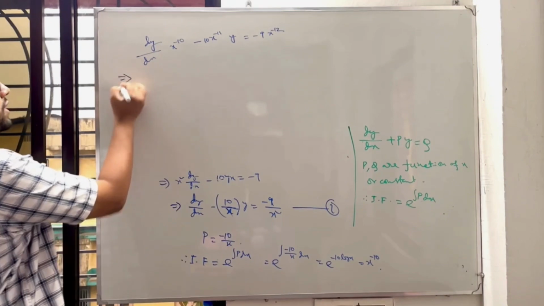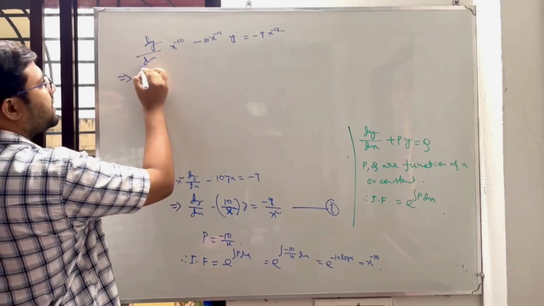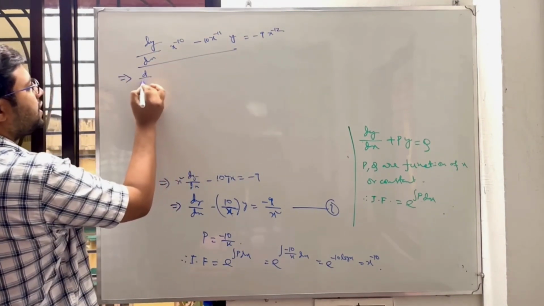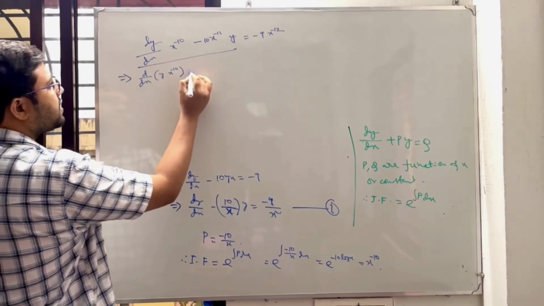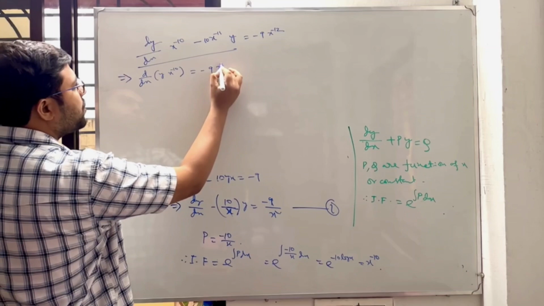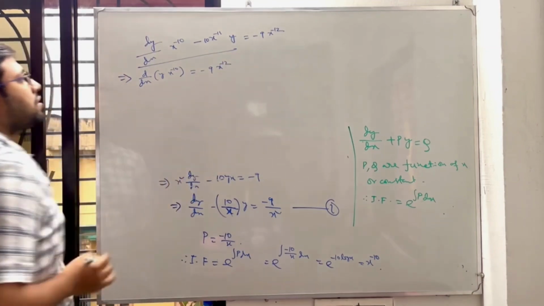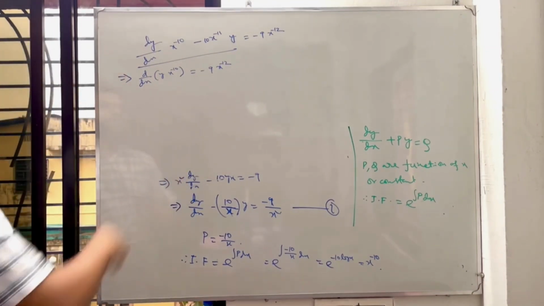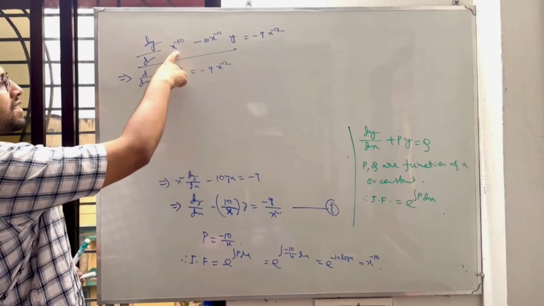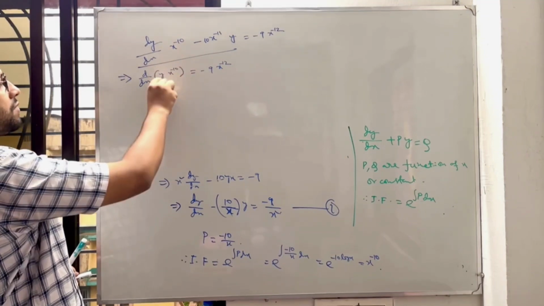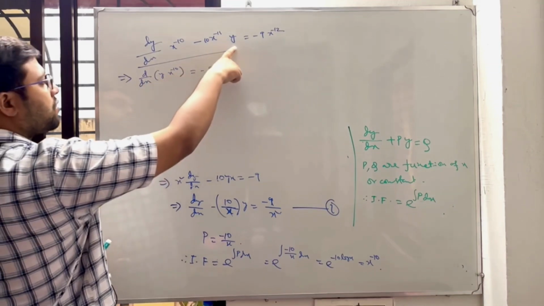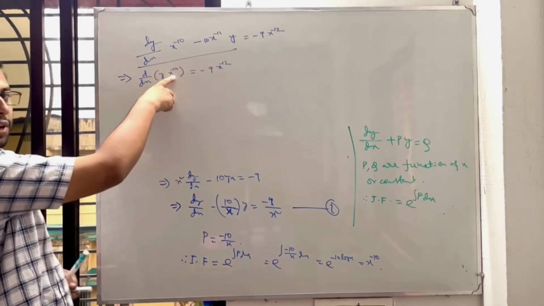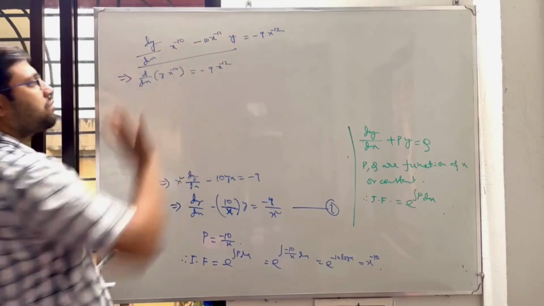Now students, look at these things. We can write these two parts as d/dx of (y x^−10), that is in the form of u into v, because if we take at the first time x^−10 as a constant, then the derivative of y is dy/dx, and secondly we take y as constant and the derivative of x^−10 is −10 x^−11.